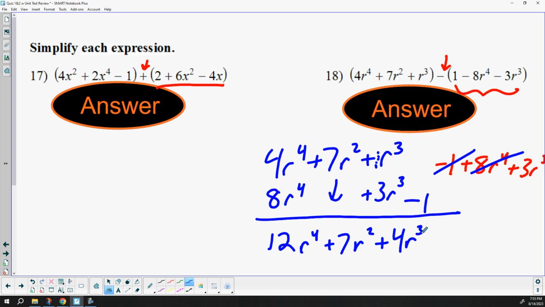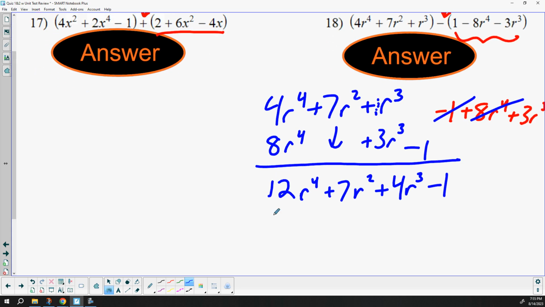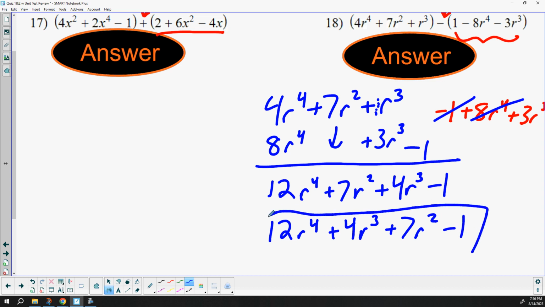I'd rather you put this in standard form, which reminds me I've got to add a question to the test. See, 12r to the 4th plus 4r cubed, 7r squared minus 1. Done deal. Remember, it's standard form because it goes 4, 3, 2. There would have been a 1, but now it's the constant at the end.